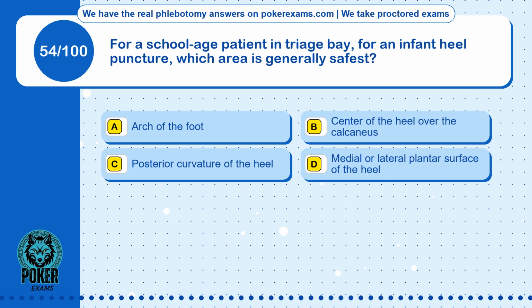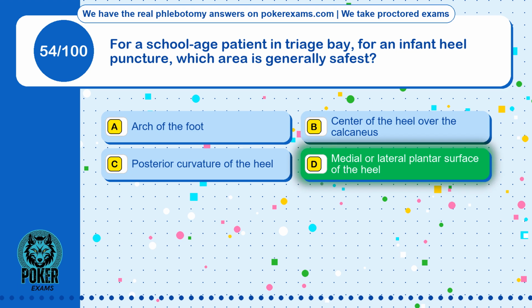Question 54. For a school-age patient in triage bay, for an infant heel puncture, which area is generally safest? Option A, arch of the foot. Option B, center of the heel over the calcaneus. Option C, posterior curvature of the heel. Option D, medial or lateral plantar surface of the heel.